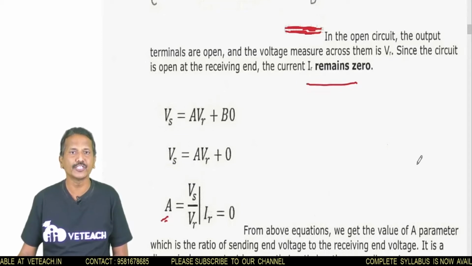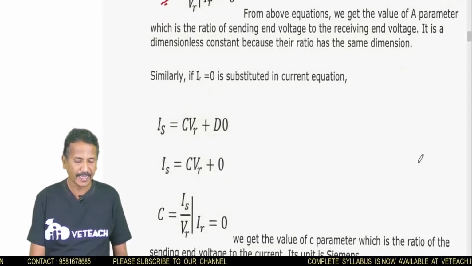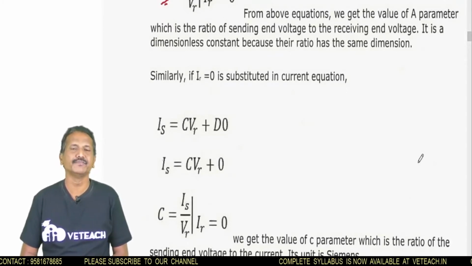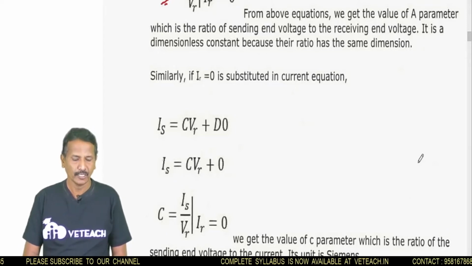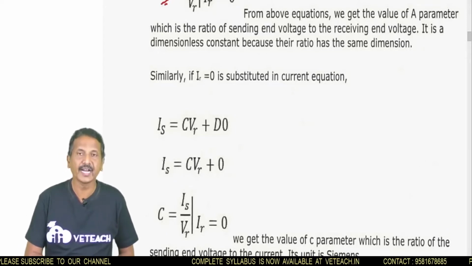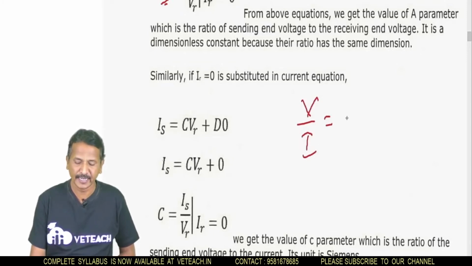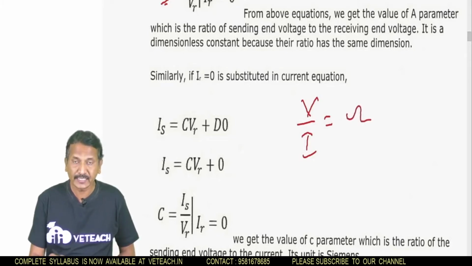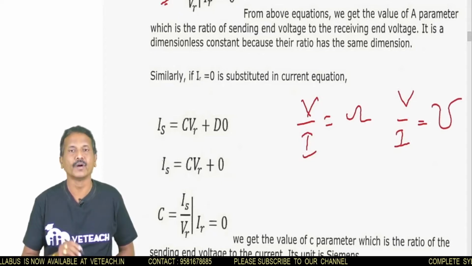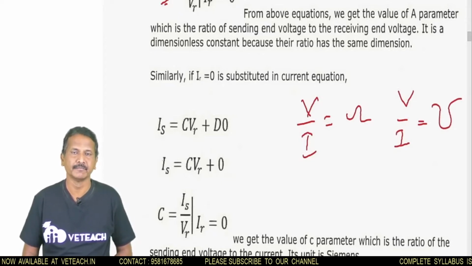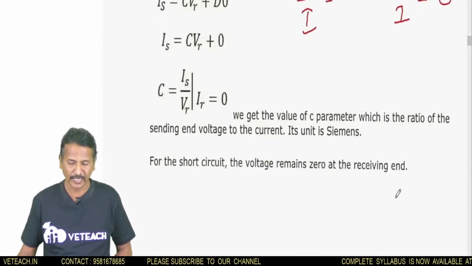To find the constant value of A, and to find the value of C, here Is by VR when IR is equal to 0, meaning the receiving end current is 0. So Is by VR. Students, voltage by current, what is the unit here? Voltage by current, the unit is ohms. If it is the reciprocal of voltage and current, then it is mho or Siemens. So in ABCD parameters we will find ohm as well as mho here.